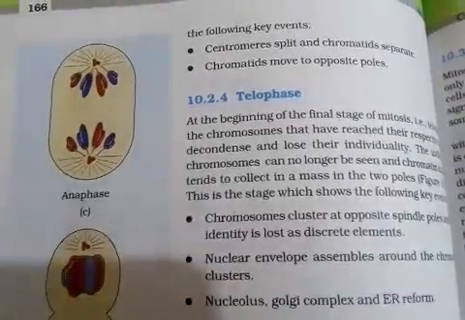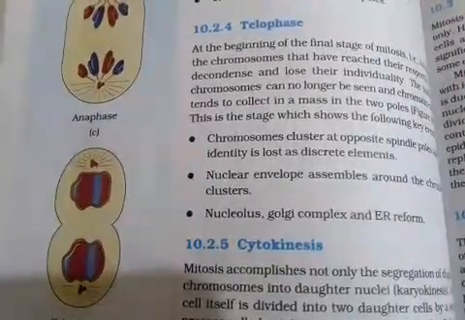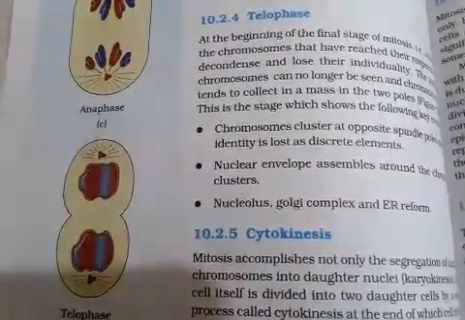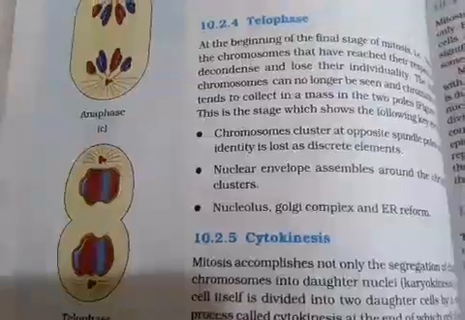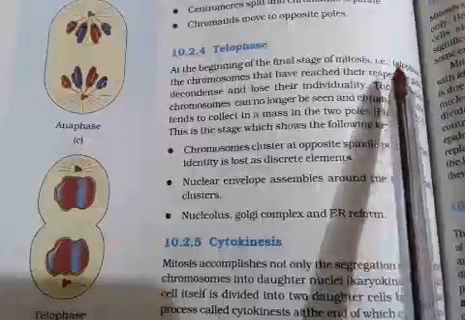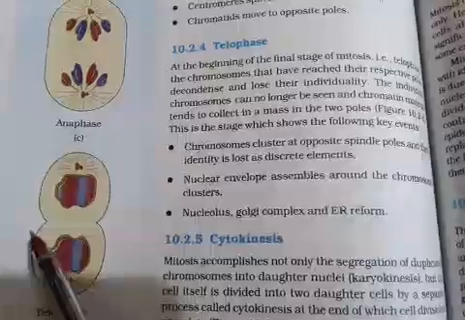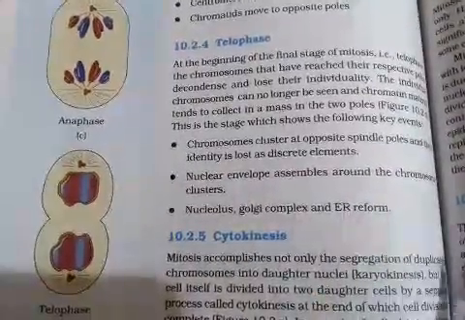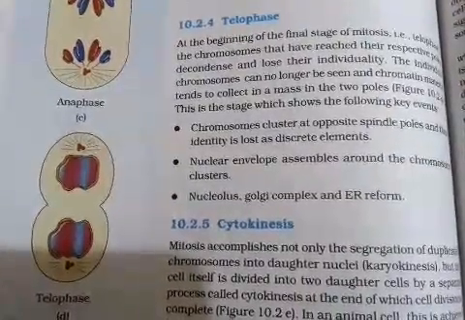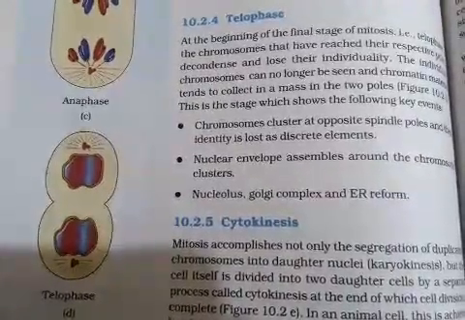So the next phase is the telophase. What happens in the telophase? As you know, it is the last phase, and it is just the reverse of the prophase. At the beginning of the final stage of mitosis, the telophase, the chromosomes reach the opposite pole, and there they start to decondense. Decondense means, as you know, the chromosome attains the shape it had before, when the chromosome was present in the form of chromatin.